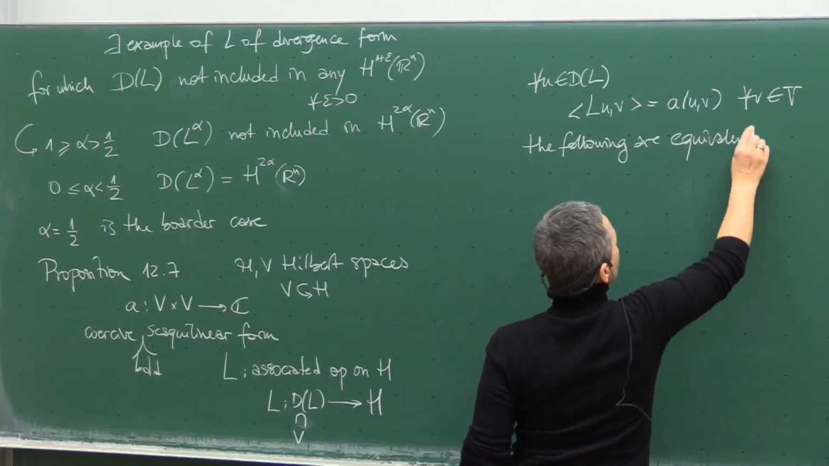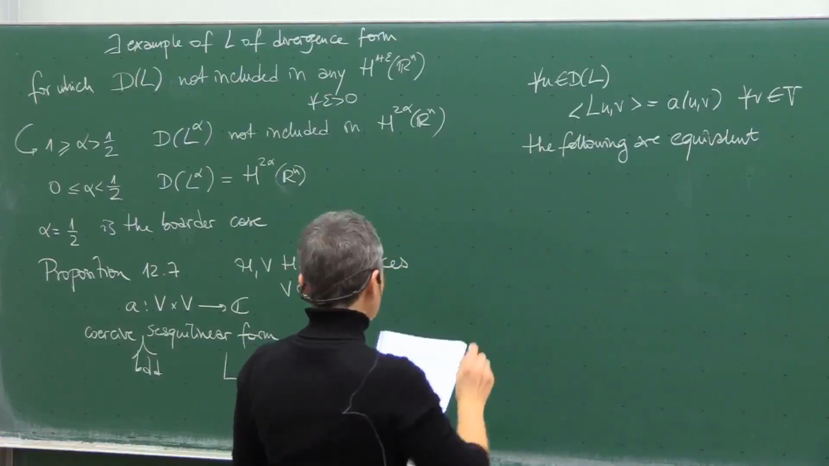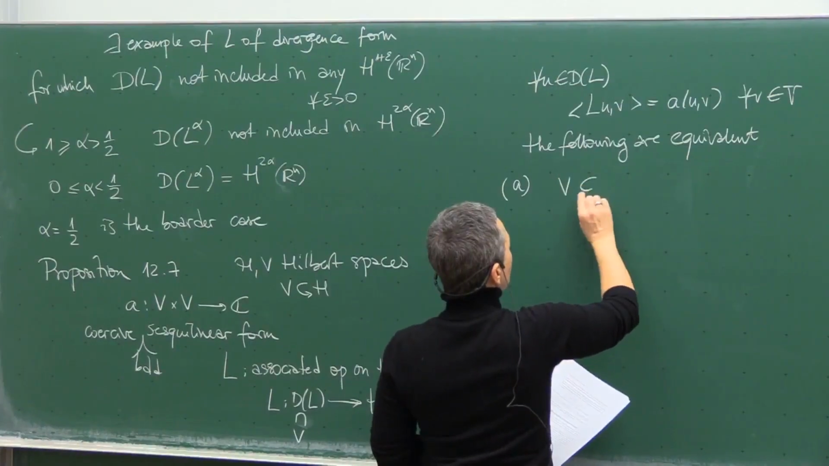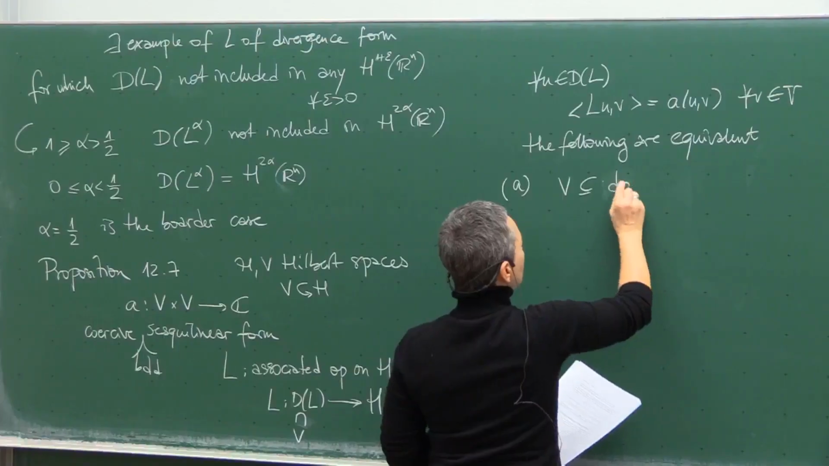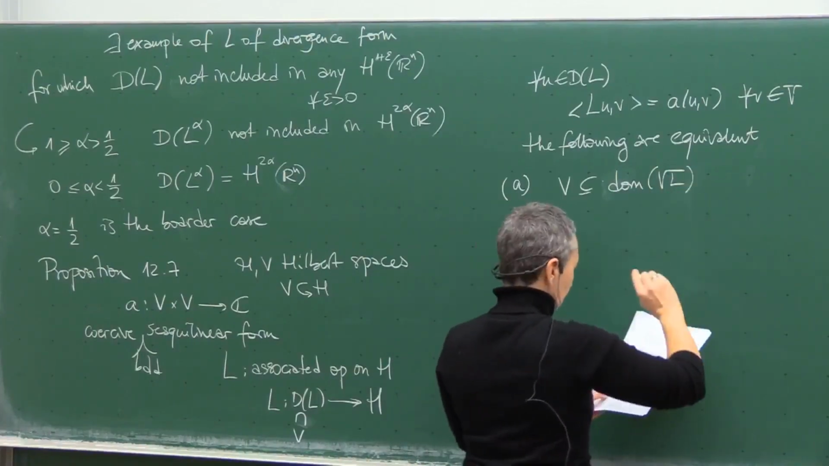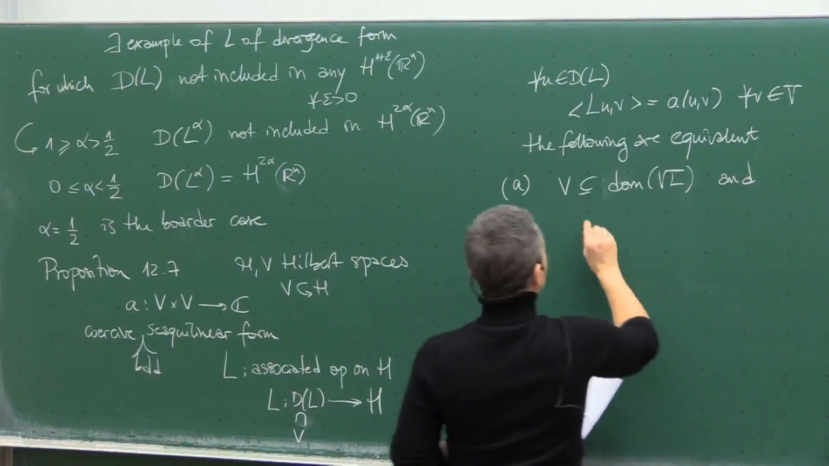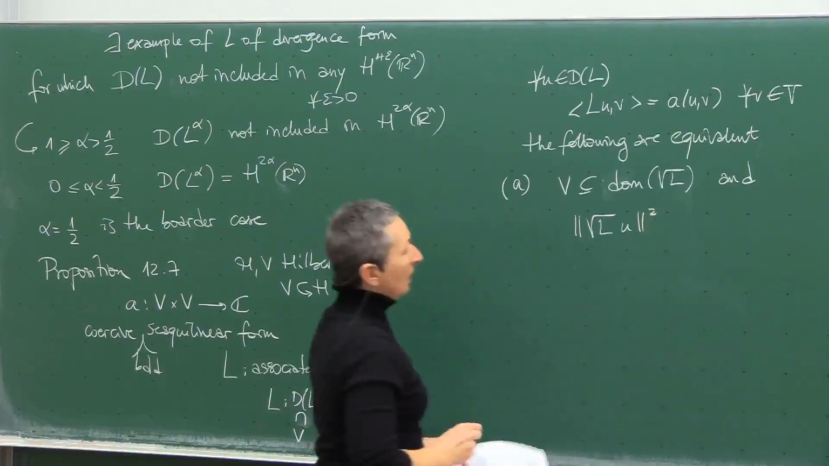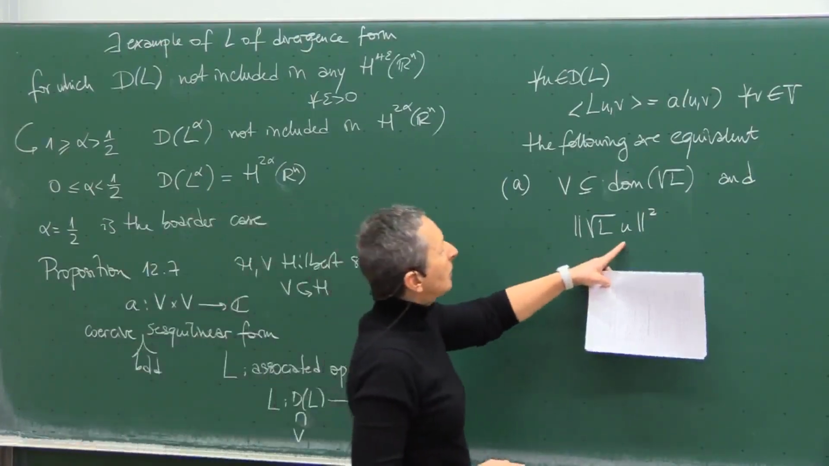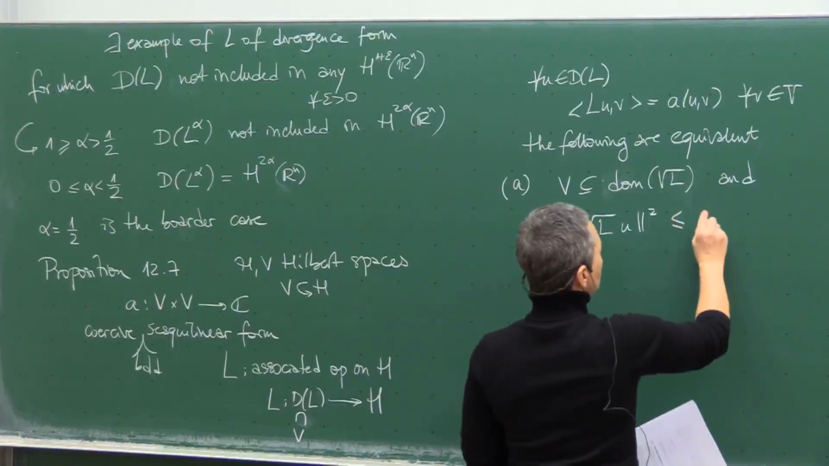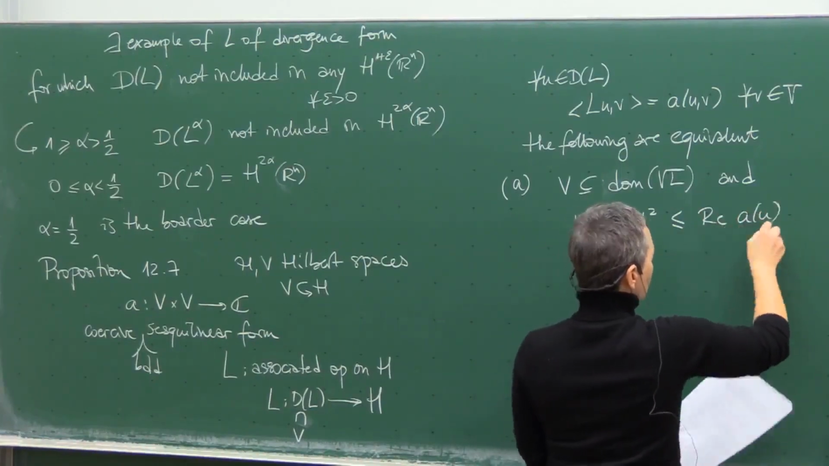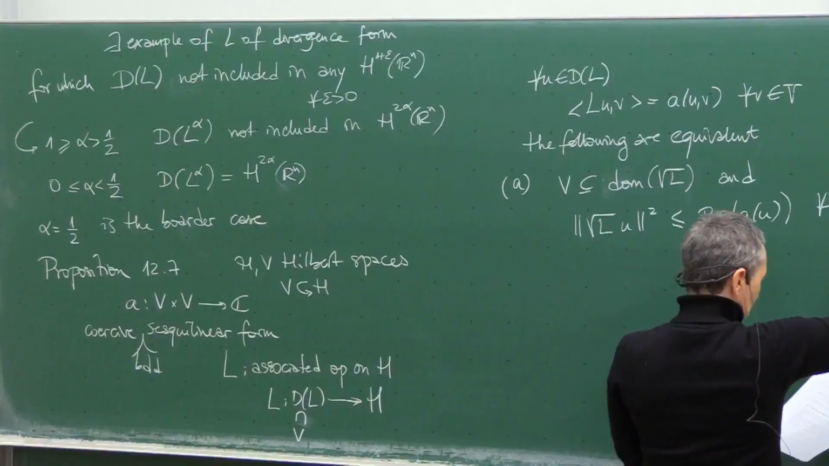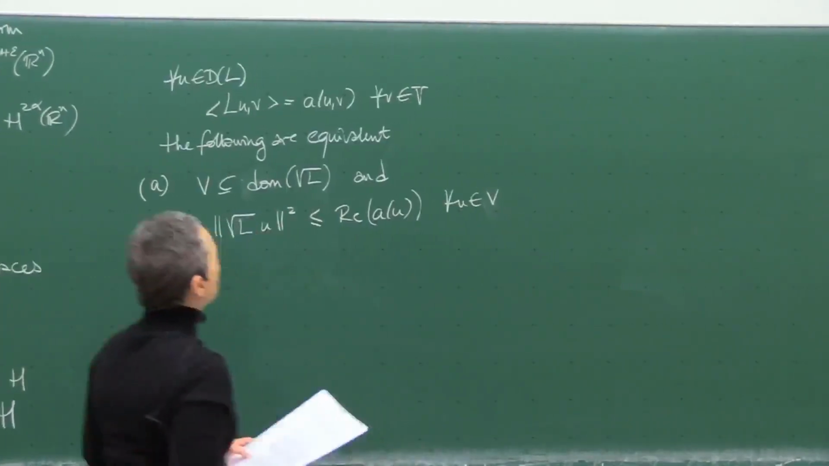So we have two assertions. The first one is that V is in the domain of the square root of L, and we have this estimate for the square root of L applied to a function u: its norm is less than or equal to the real part of A(u, u), and this is for all u in V.